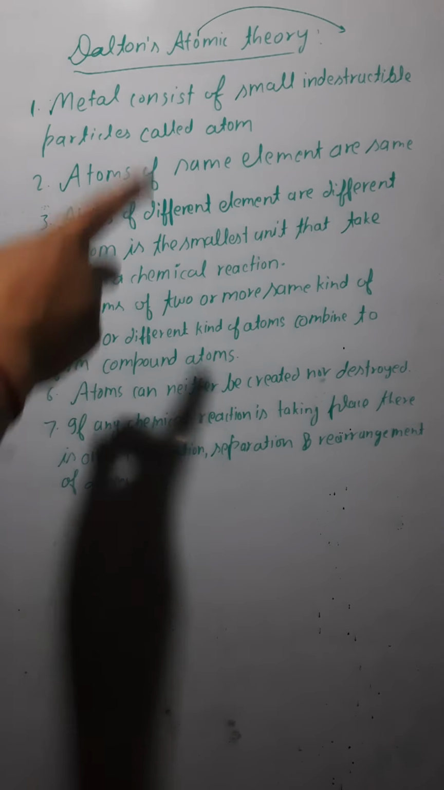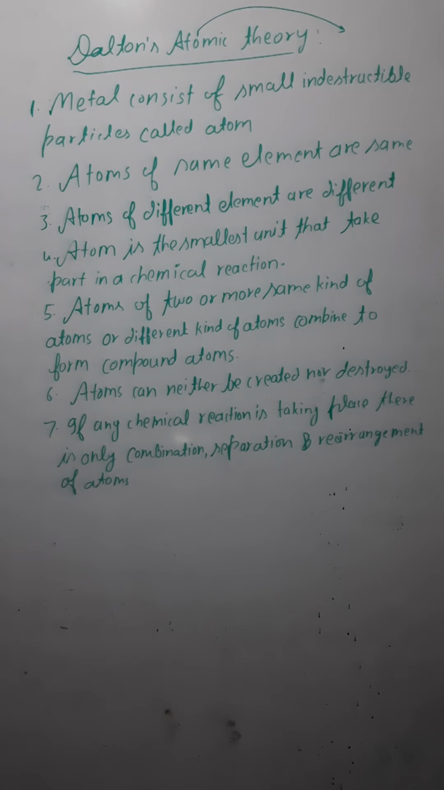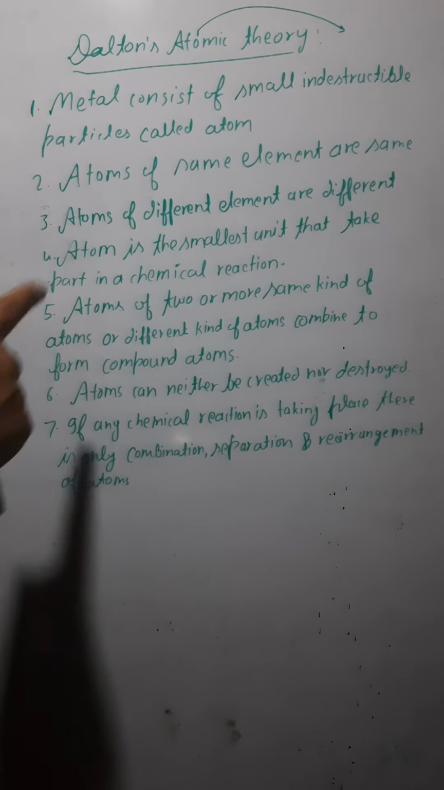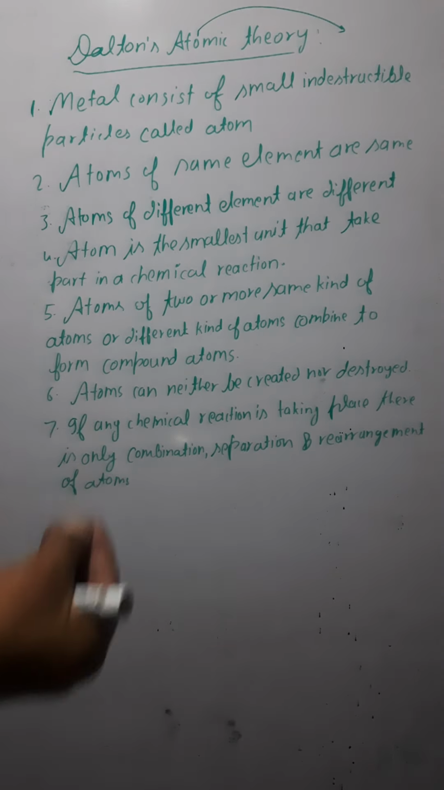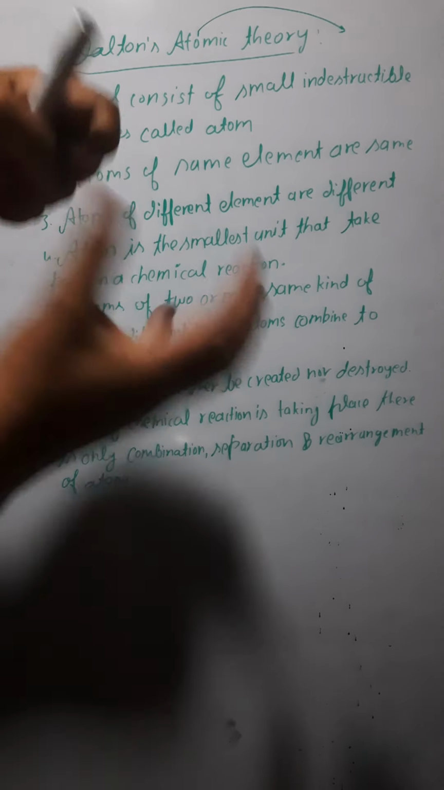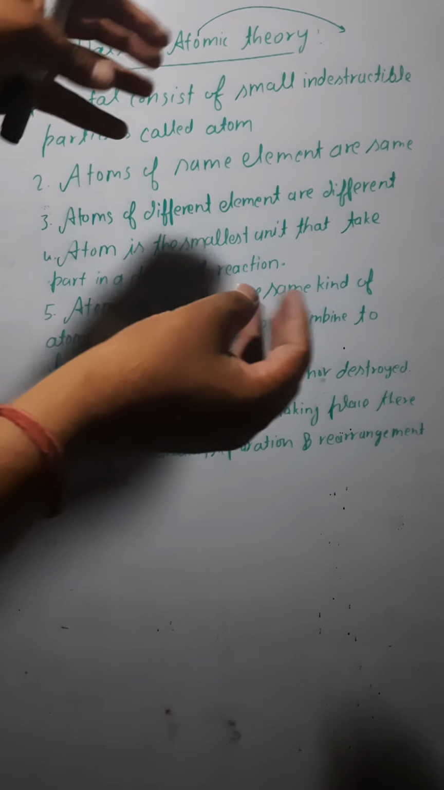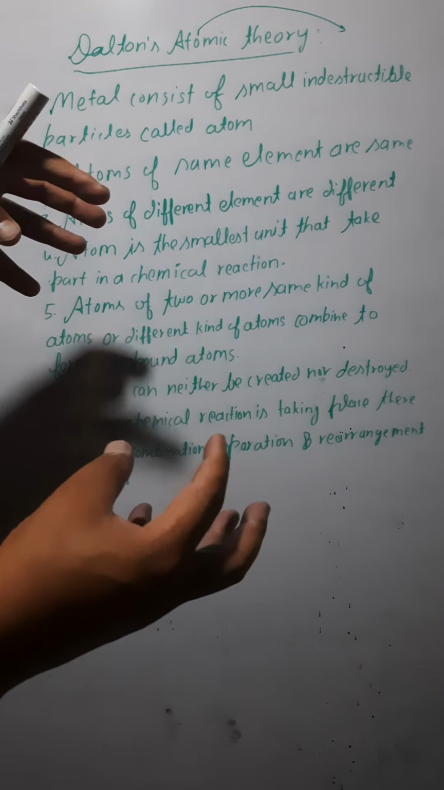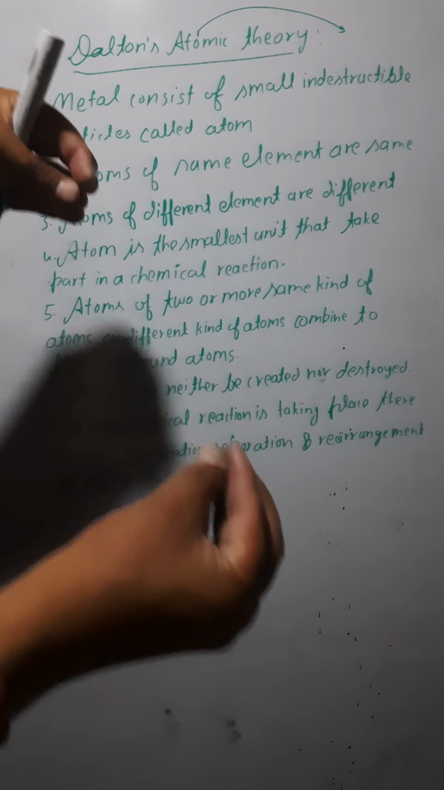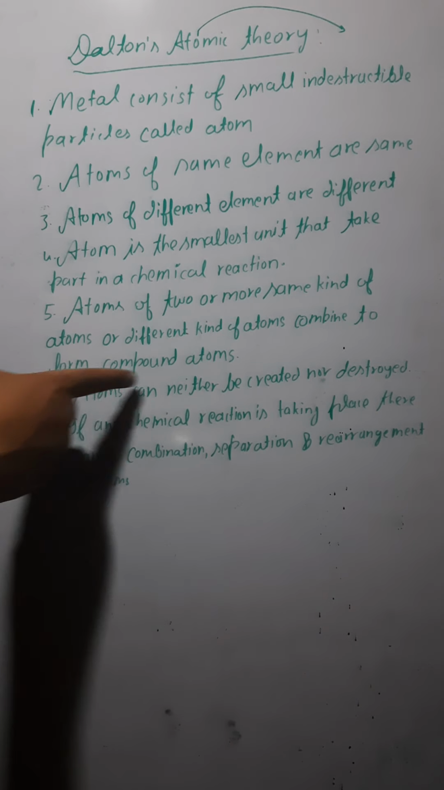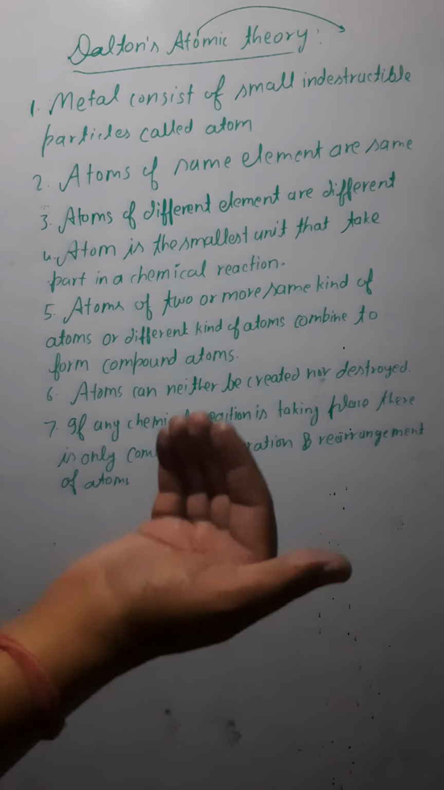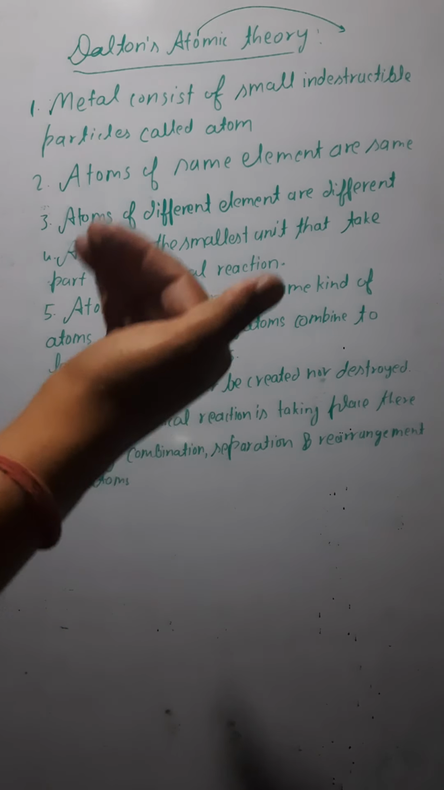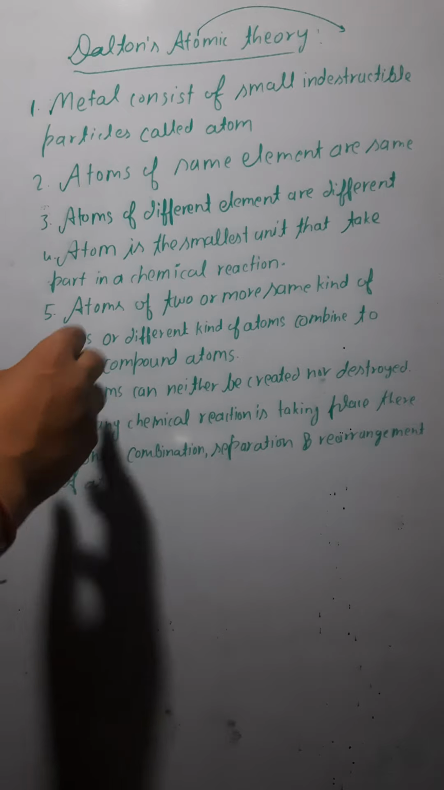The fifth one: atoms of two or more same kind of atoms or different kind of atoms combine to form compound atoms. Suppose you have the same kind of atoms combining. Or you have atoms of iron and atoms of gold combining, or atoms of gold and atoms of gold combining again. When atoms combine together, they form compound atoms. Now we call them molecules, but previously they were called compound atoms.